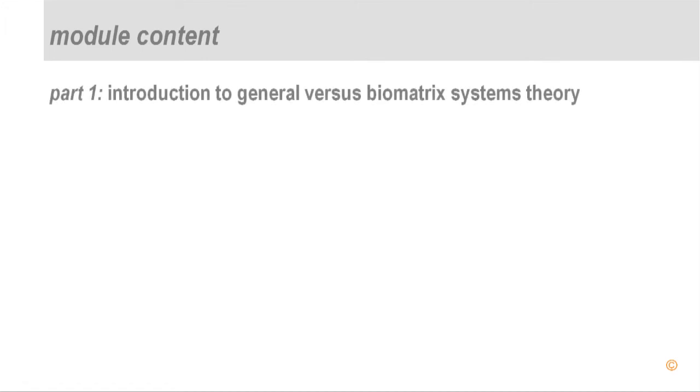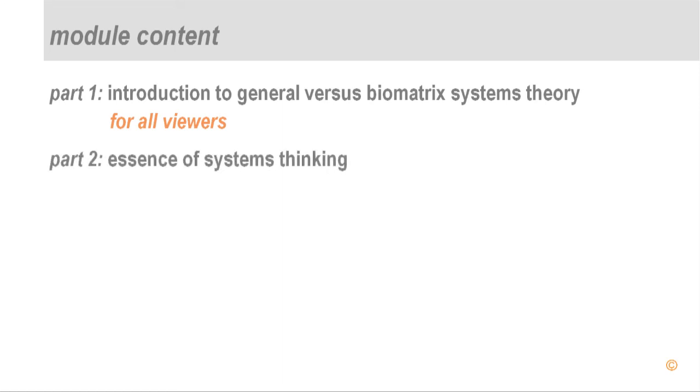The content of the module. Part 1 gives an introduction explaining the difference between general and biometrics systems theory, an overview of the bodies of knowledge from which system theory is derived, and also who are some of the main practitioners of systems theory. We believe that it could be of interest to all viewers who have an interest in where a body of knowledge originates. Part 2 deals with the essence of system thinking.